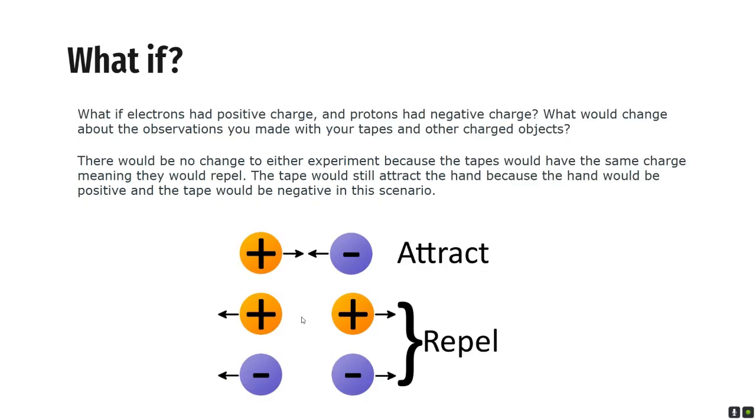So what if electrons have positive charge and protons have negative charge? This is just flipping the charges, which would not change their properties. Since the tapes were both the same charge, they would repel. And since the hand and the tape were opposite charges, they would also attract, even in this scenario.